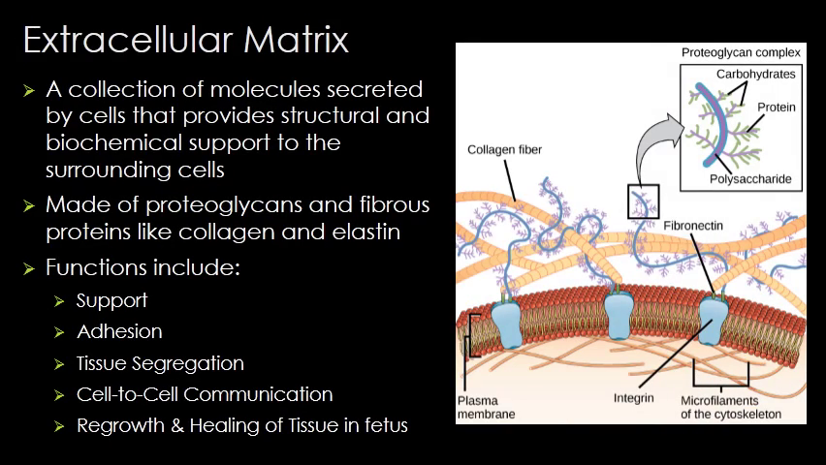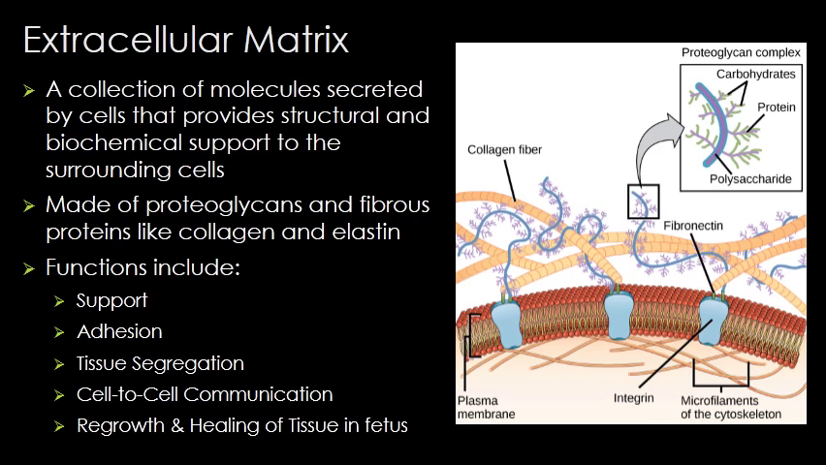Because multicellularity evolved independently in different multicellular lineages, the composition of the extracellular matrix varies between structures. However, cell adhesion, cell-to-cell communication, and cellular differentiation are common functions of the ECM. They're made of a variety of things. Proteins like collagen and elastin are going to allow its strength and flexibility.